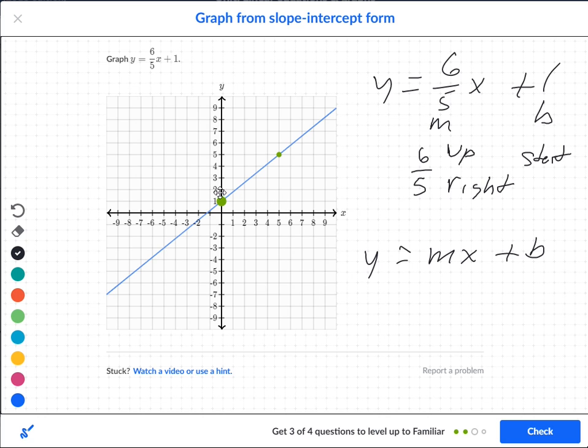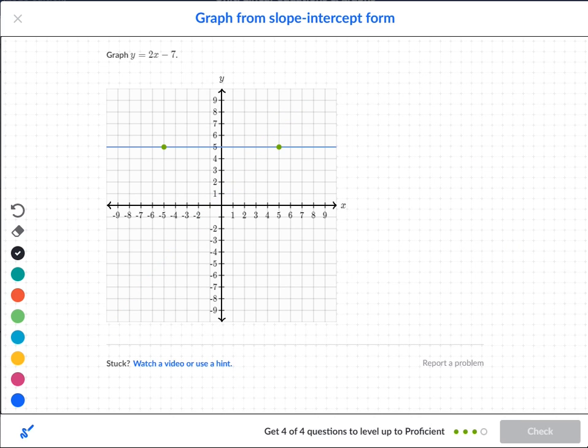So let's count up 6. We go 1, 2, 3, 4, 5, 6. That brings me up to 7. But now we want to step across 5. So that's 1, 2, 3, 4, 5. So up 6, and over 5. Notice it's a positive slope, so the line should be going up. When you look from your left point to your right point, it is above, so it is going up.